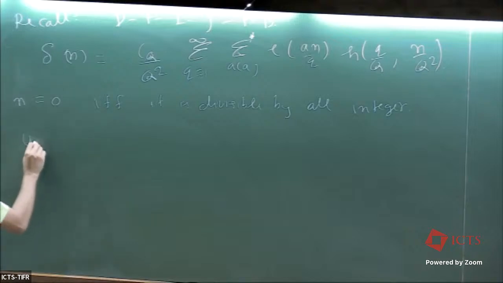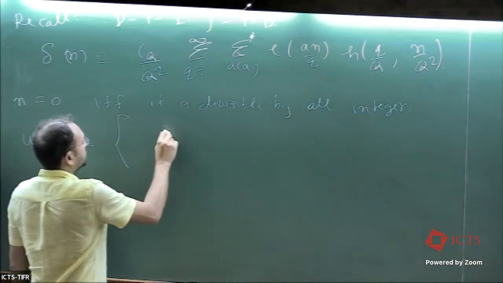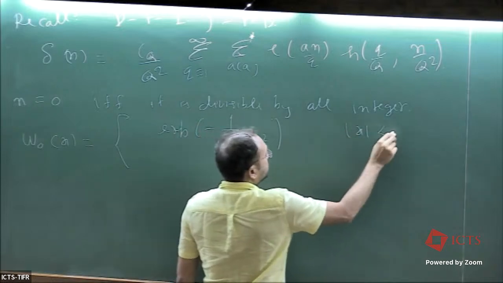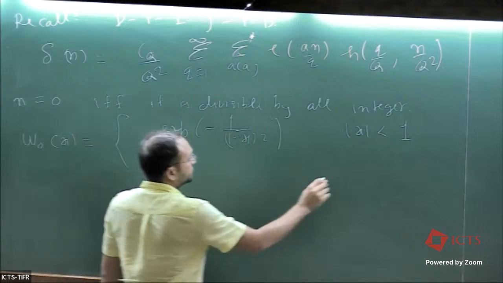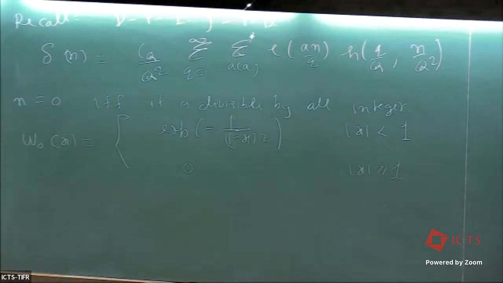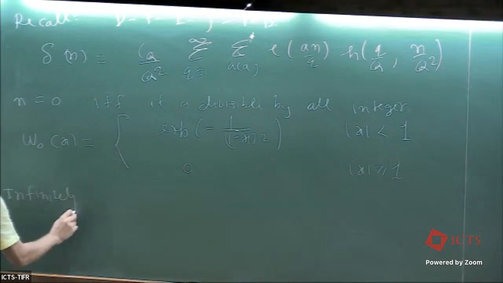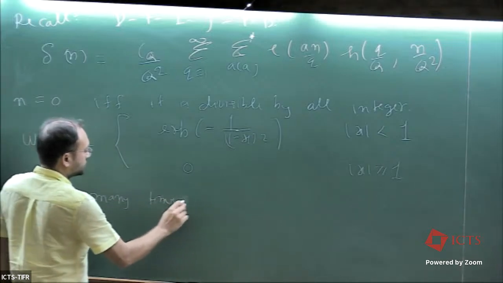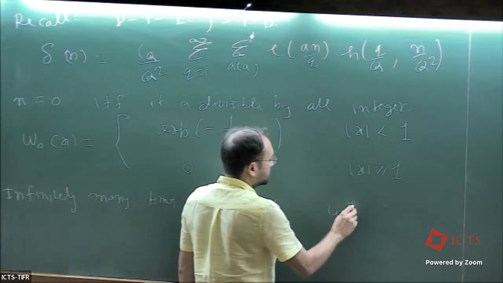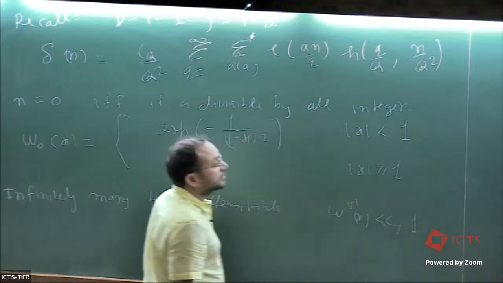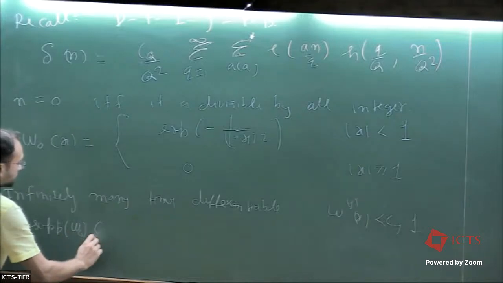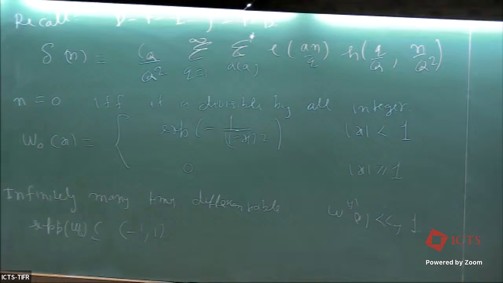Now we take the function w naught of x, exponential of minus 1 upon x square if modulus of x is less than 1, and 0 if modulus of x is bigger than or equal to 1. This is a very nice function, infinitely many times differentiable, and the function as well as its derivatives are bounded. Now w naught of x is supported on the open interval minus 1 to 1. So we want something moved away from the point 0.